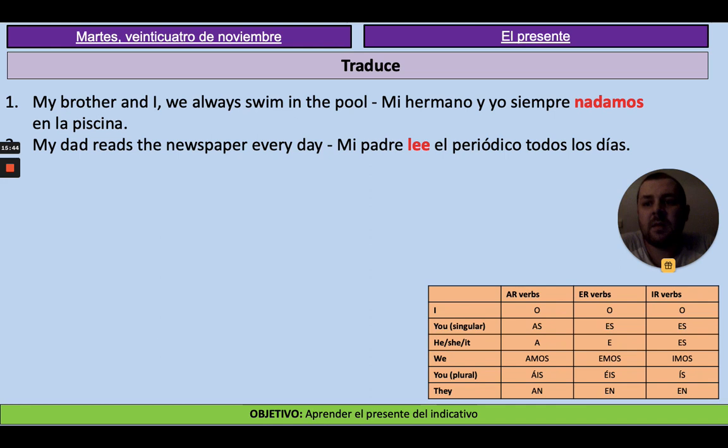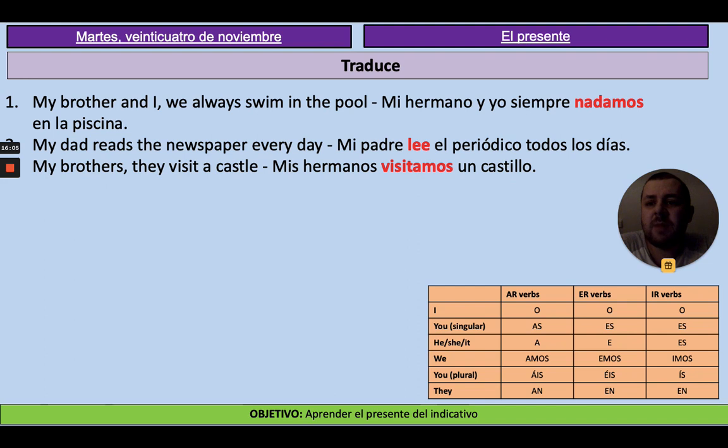Number 2, my dad reads the newspaper every day. Mi padre lee el periódico todos los días. So the infinitive was leer. We removed the er and we added e. That one can look a bit strange, but it's pronounced leye because we pronounce every letter in Spanish individually.